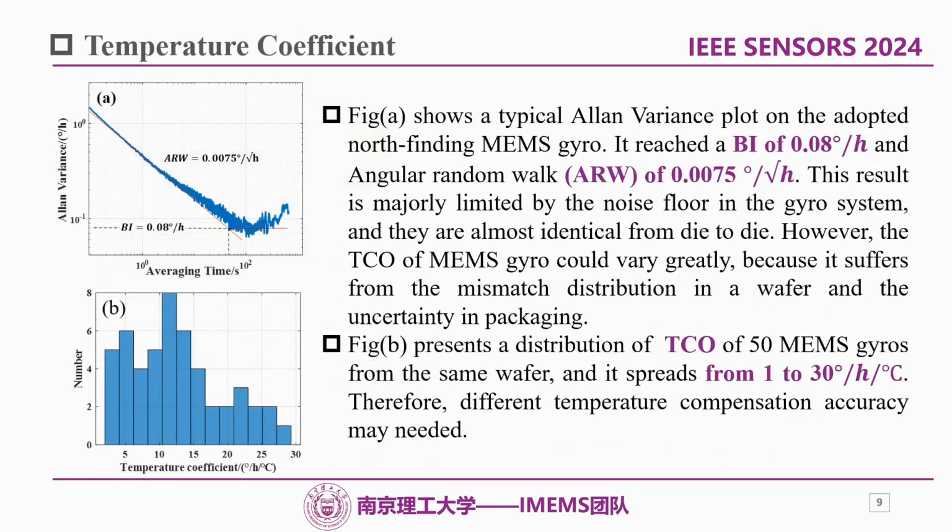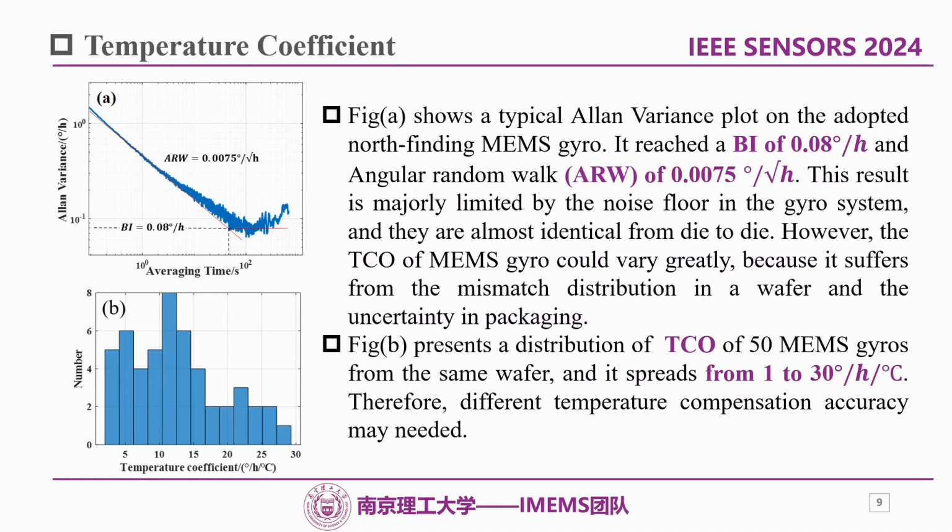Figure A shows a typical Allan variance plot of the adopted north finding MEMS gyro. It reached the bias instability of 0.08 degree per hour. This result is majorly limited by the noise floor in the gyro system, and they are almost identical from day to day.